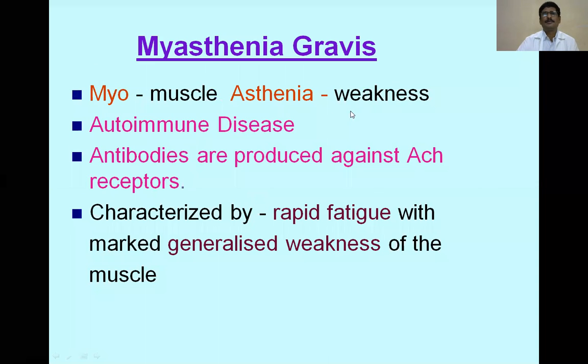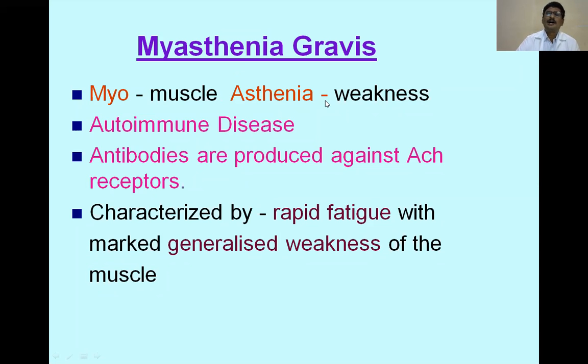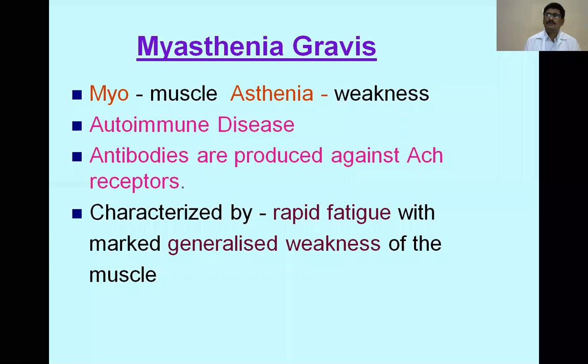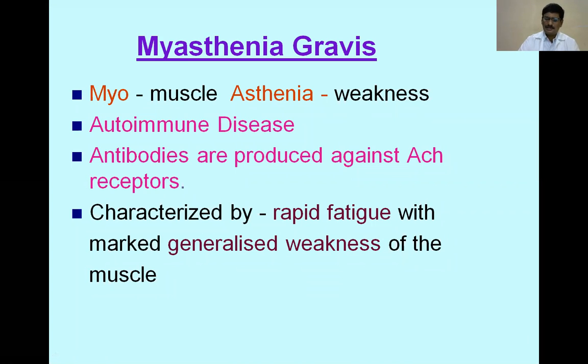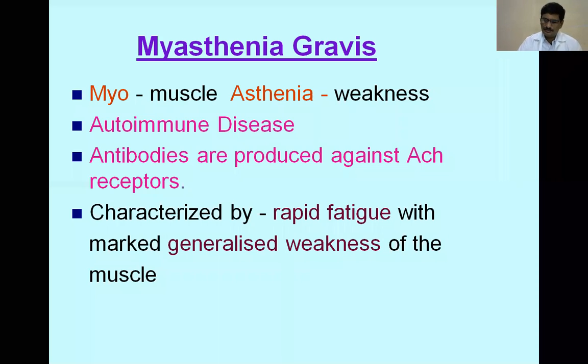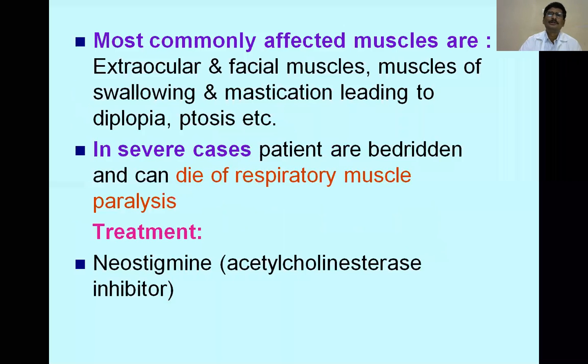Myo means muscle, asthenia means weakness. It is an autoimmune disorder, and there is production of autoantibodies against one's own ACh receptors. So the ACh receptors will be attacked by the autoantibodies, and the available ACh receptors will be very minimal. Progressively the muscle becomes weak. In the morning they will be all right. As the day progresses, they become more and more weak. There is generalized weakness, and if it is not treated properly, it can lead to fatality.